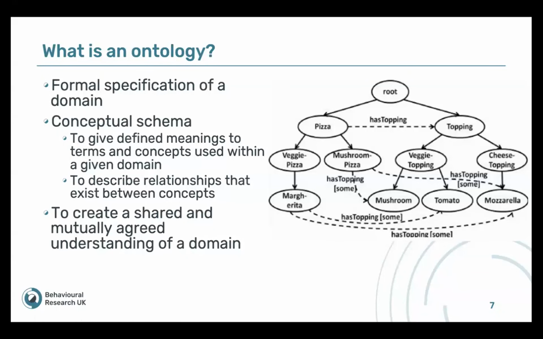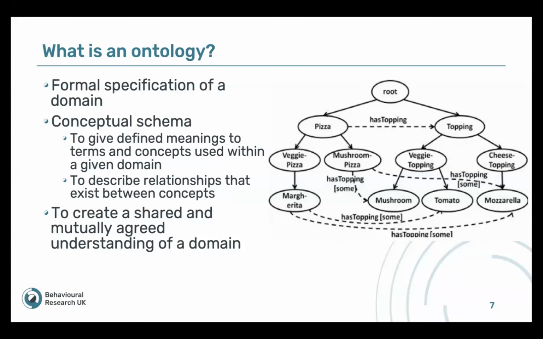So that's why it's a good idea to probably talk about pizza. The example on the right shows a pizza ontology. You would notice on the left side of the ontology, you have pizzas, and these are different classifications of pizza. So you might have veggie pizza or mushroom pizza, and mushroom pizza would also have some kind of topping.